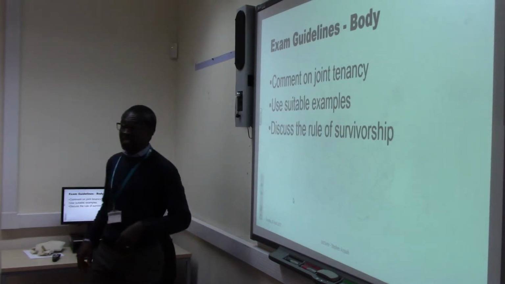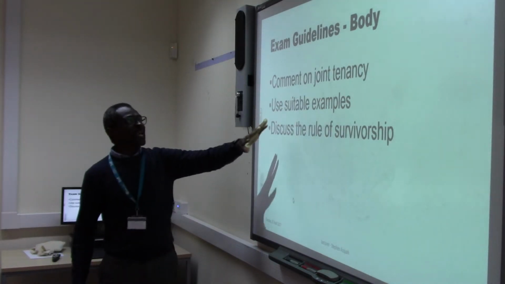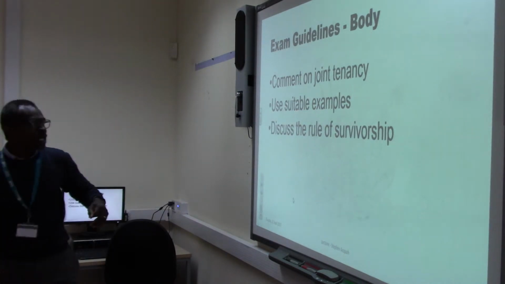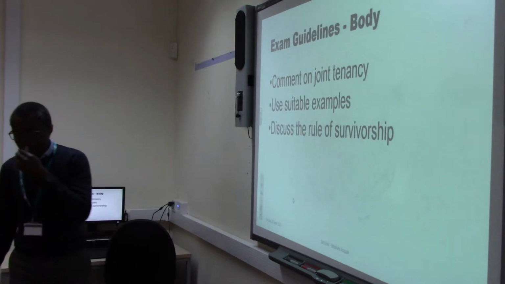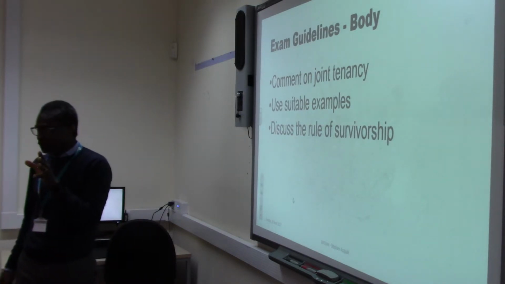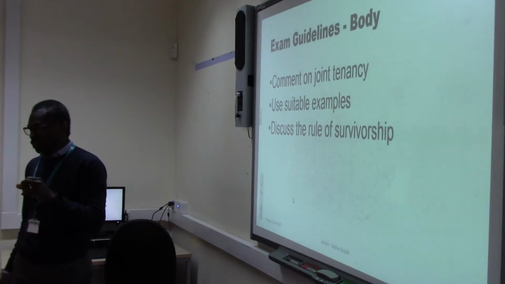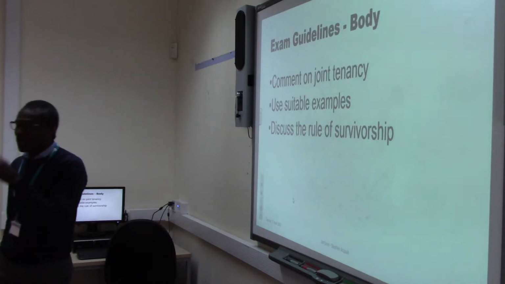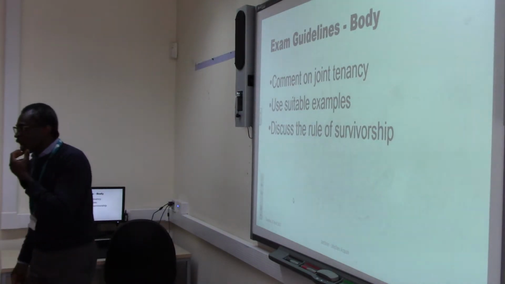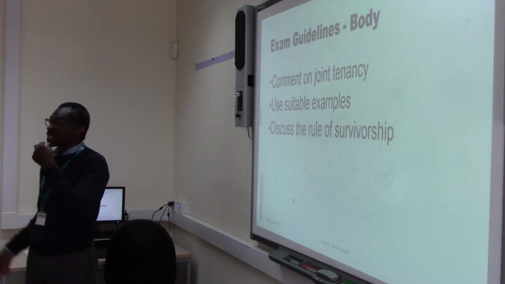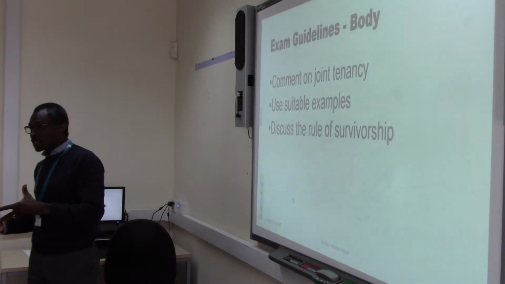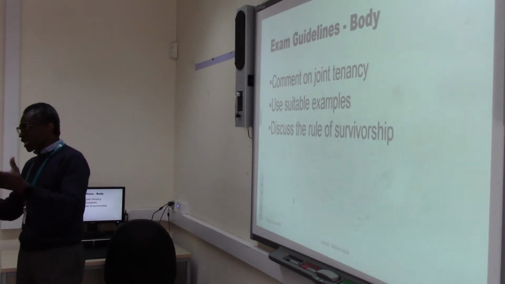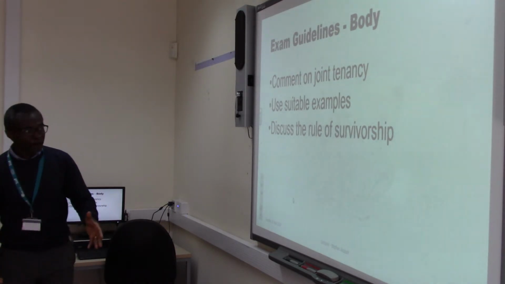Right, next point then, still in the body, comment on joint tenancy. So what is joint tenancy? The key point there is the rule of survivorship applies. So give a suitable example. The example is important. Once you've spoken about the rule of survivorship, you would then give an example of husband and wife or two partners or two friends buying a piece of land together and both owning 100% shares in the property. If one person dies, the survivor inherits everything. So the example has to be clear, simple and straightforward.